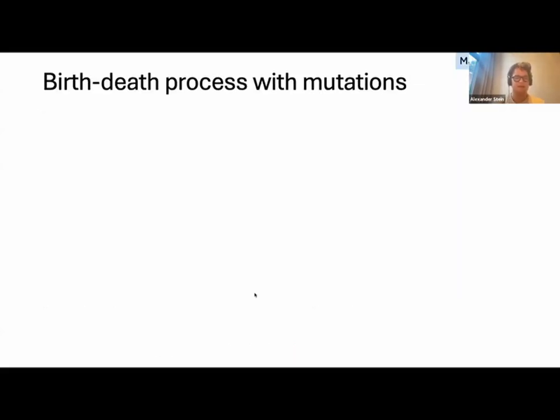To study this, I use a birth-death process with mutations. It's a quite common model in cancer research. It starts with a stochastic growth. So each cell has a birth rate B to divide and a death rate D to die.